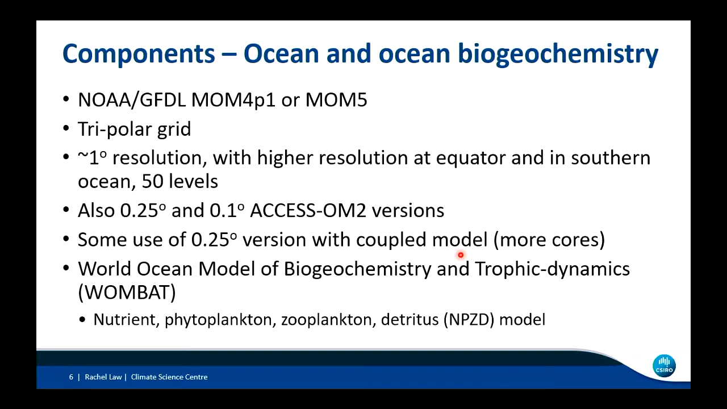Again, you've heard plenty, I think, about the ocean yesterday. We are using the NOAA GFDL MOM model, a couple of different versions, 4.1 and 5, which has a tripolar grid. In most of our ACCESS work, we're running with the 1 degree resolution, which has higher resolution at the equator and in the Southern Ocean, with 50 levels. We've done a bit of work at the quarter degree version. It doesn't take a whole lot longer to run than the 1 degree version, but you have to give it a lot more cores, so it does have a larger compute cost that way.